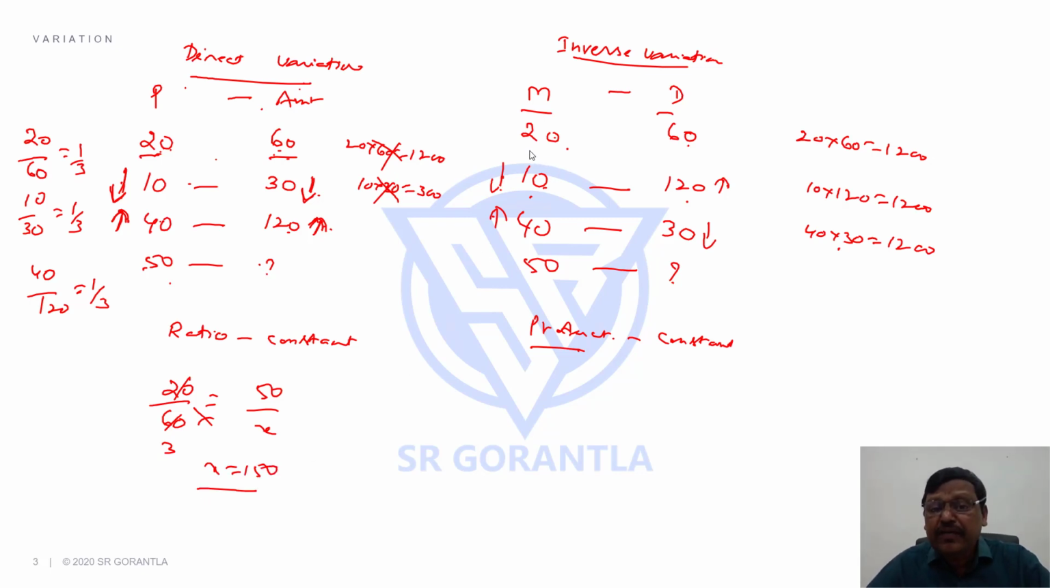Here, 20 men will complete a work in 60 days, 50 men will complete in how many days? The number of men and days are in inverse relation, so the product has to be constant. So we say 20 into 60 equals 50 into x, let us say. We have to find this x. You can see 5 ones are 5, 5 fours are 20, we can say it is 24 days.